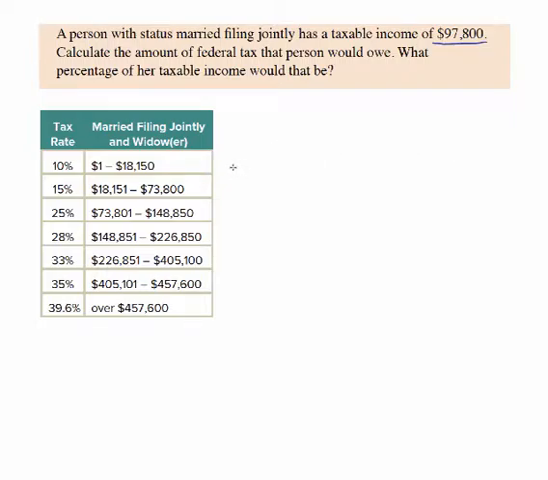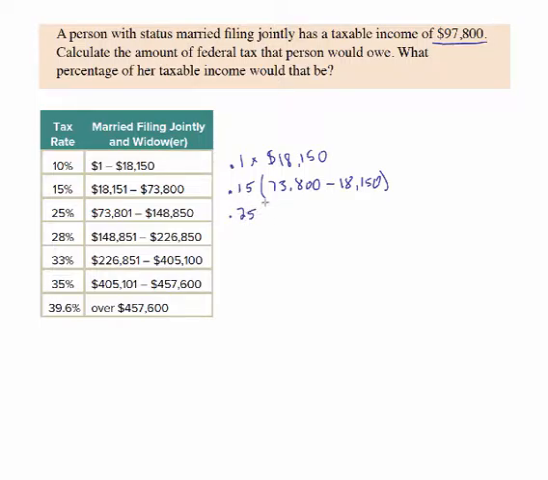So to start out, they're going to pay 10% of the first $18,150 of their income, which is going to be 0.1 times $18,150. Next, they're going to pay 15% or 0.15 of the amount between $73,800 and $18,150, and the way we calculate that is by subtracting $73,800 minus $18,150. That's the portion of income that's subject to 15% tax.